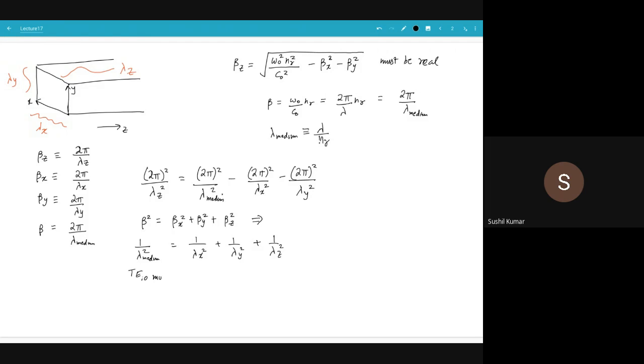TE10 mode will have lambda x as 2a, lambda y as infinity, and then lambda z you can calculate from this: 1 over lambda medium squared minus 1 over 2a squared. Okay, so that's an example.